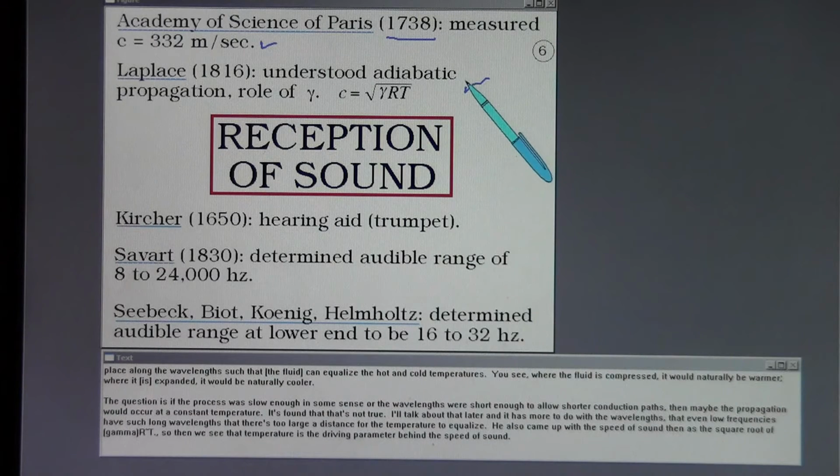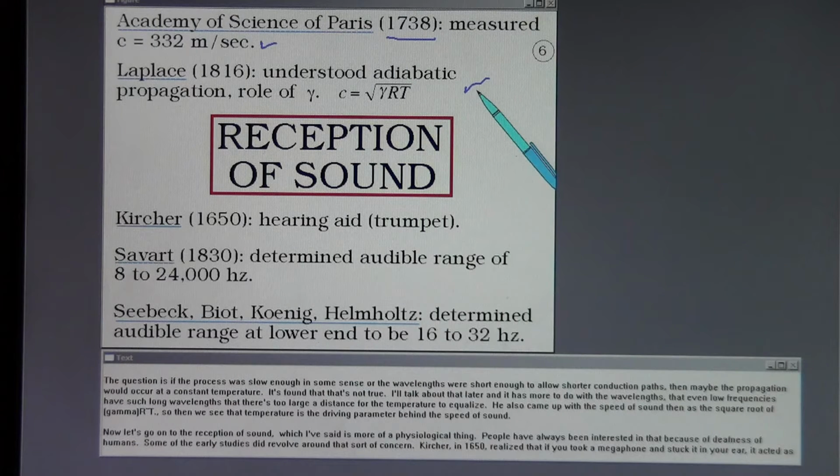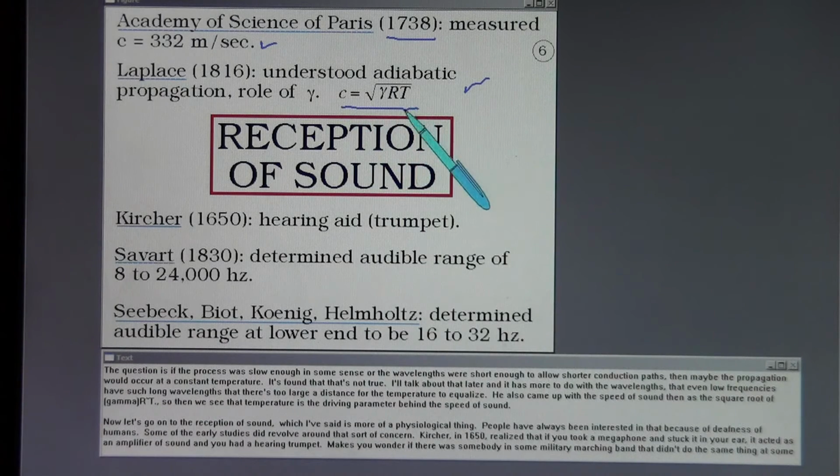The question is, if the process was slow enough in some sense, or the wavelengths were short enough to allow shorter conduction paths, then maybe the propagation would occur at a constant temperature. It's found that that's not true. I'll talk about that later, and it has more to do with the wavelengths, that even low frequencies have such long wavelengths that it's too large a distance for the temperature to equalize. He also came up with the speed of sound then as square root of gamma RT, so we see that temperature is the driving parameter behind the speed of sound.